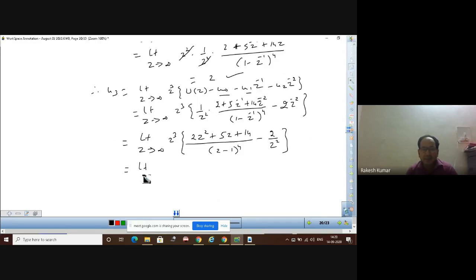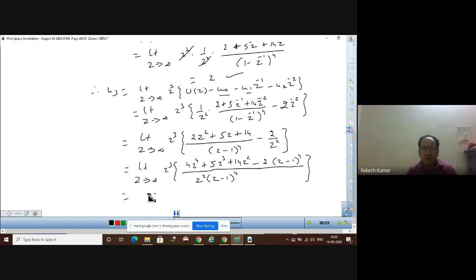So that is the limit z approaches to infinity. This is the z cube. You can take LCM, that is z square into z minus 1 raised to power 4. So ultimately, what will come out to be is z square will be multiplied here. It is 4z4 plus 5z cube plus 14z square minus 2 into z minus 1 raised to power 4.